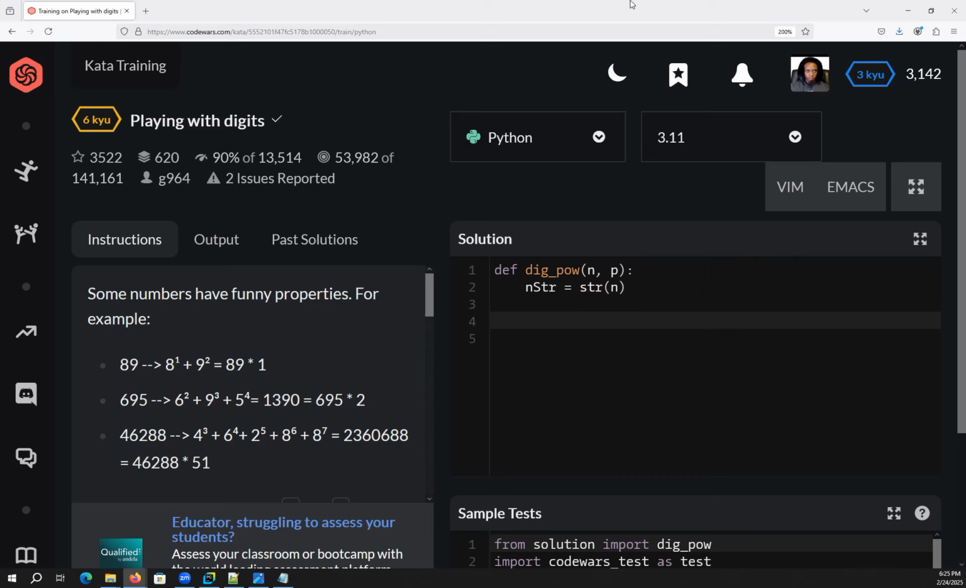And I need to create a total of the additions of each digit raised to consecutive powers. I needed to store that somewhere, so I need to put it in a variable. I'm going to make that variable equal to 0.